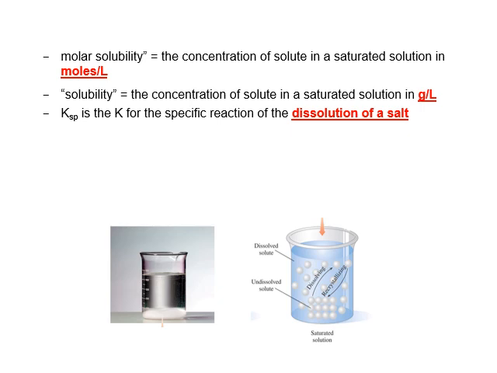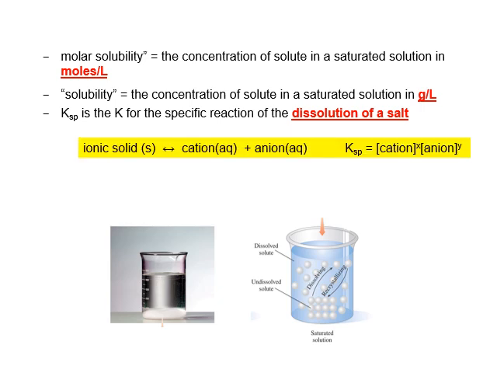In this chapter, we will be focusing on the solubility of sparingly soluble ionic compounds. A generic equation showing the relevant chemical reactions is shown here. We will define a new type of equilibrium constant, or K value, for these reactions, and we will call it KSP. KSP is the equilibrium constant for the specific reaction of the dissolution of an ionic compound.